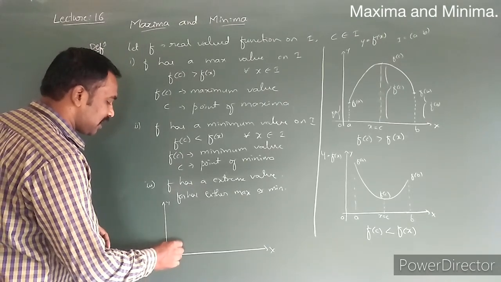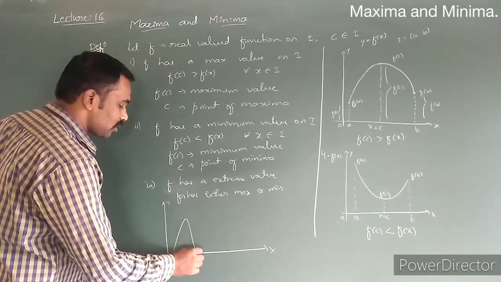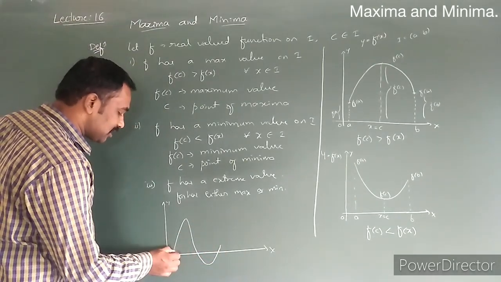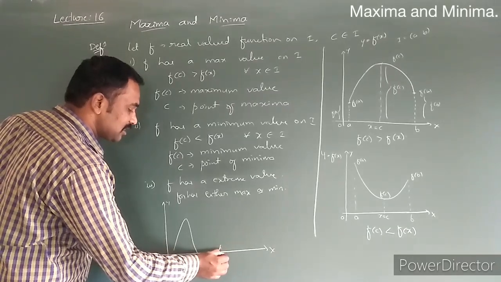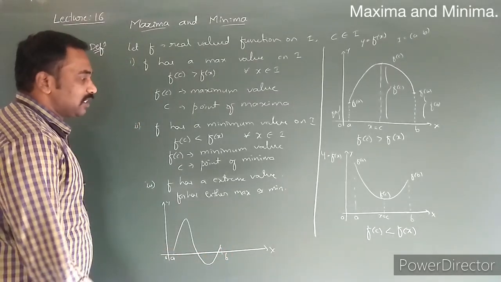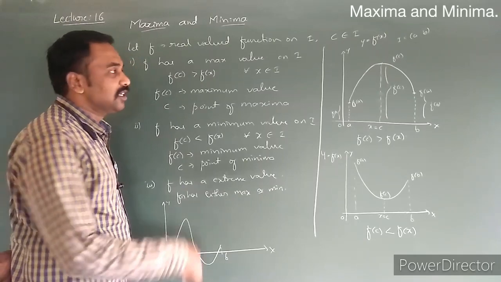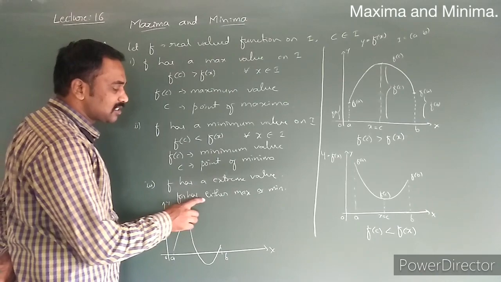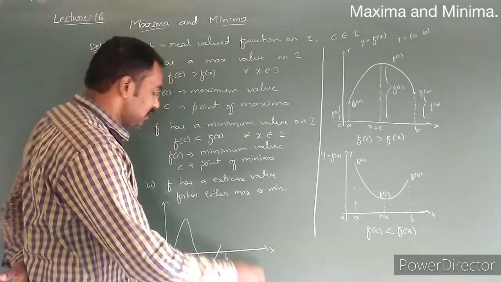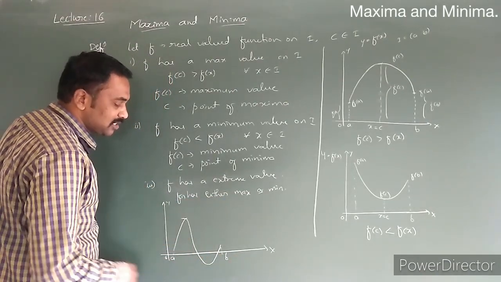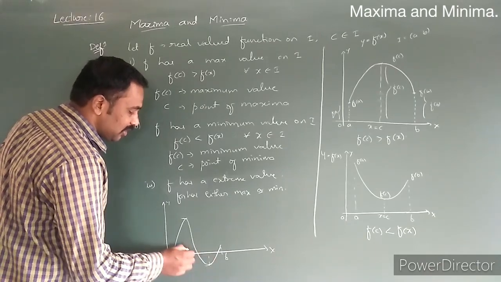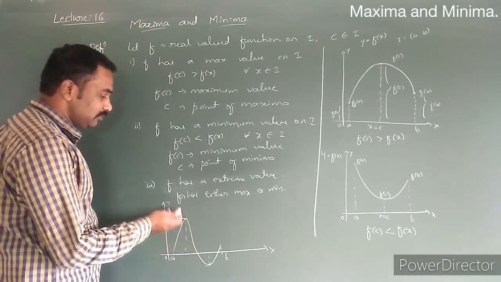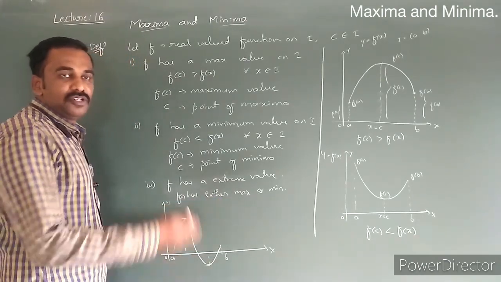Extreme value, I just say that suppose the function is defined in this manner. This is the A value and here it is a B value. So what is the maximum value and what is the minimum value? It has both minimum as well as maximum, or else say that f of C has either a maximum value or a minimum value. At this point it has a maximum value and at this point it has a minimum value on the interval A comma B. So it is said that f of C has either a maximum value or a minimum value.